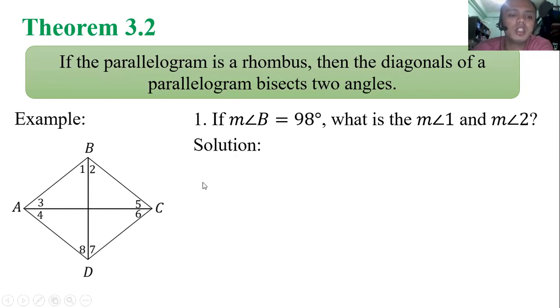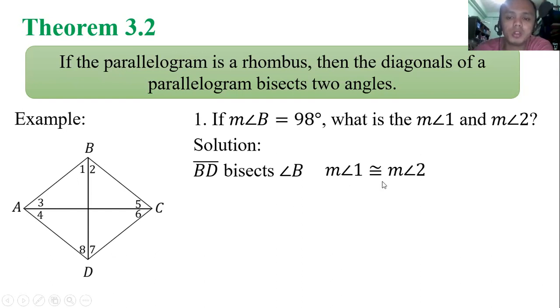Since BD bisects angle B, therefore the measure of angle 1 is congruent to the measure of angle 2, and the measure of angle 1 is equal to the measure of angle 2. But the measure of angle 1 is not given here. So how do we find it? We only have angle B.